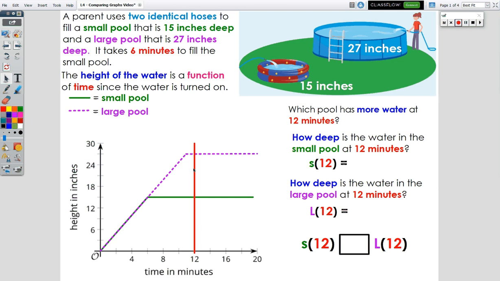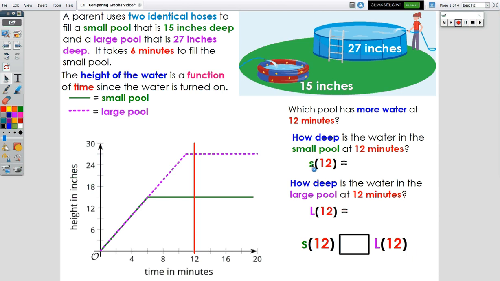Now you might be able to look at this and say, I think the large pool is going to have more water, and I can tell that because my purple line here for my large pool is much higher than my green line, which means it has many more inches than my green pool did. So we can see that on the graph. But let's just see what we would do mathematically to show this, because if you're asked to prove your answer, we can do that mathematically using our function notation.